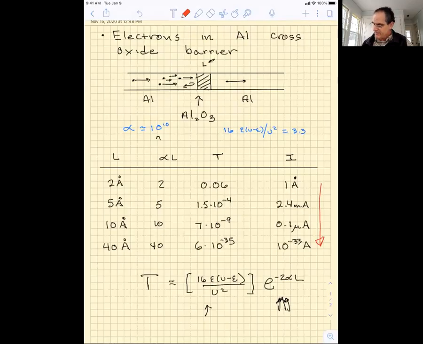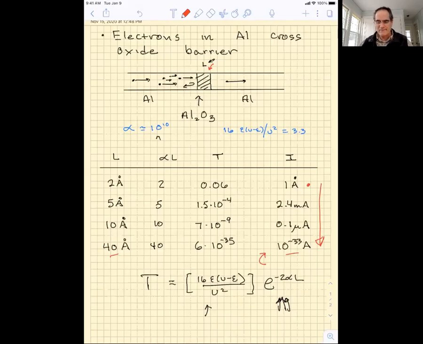But when the barrier is very thin, transmission is very easy, and we can have conduction across the insulating gap, even though classically this is forbidden. But if the barrier gets only a little bit thicker, then transmission becomes essentially impossible. This last number corresponds to 1 electron every 60 trillion years. I think that's a good description of an insulating gap.